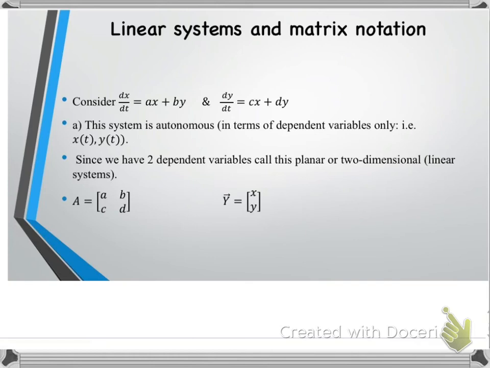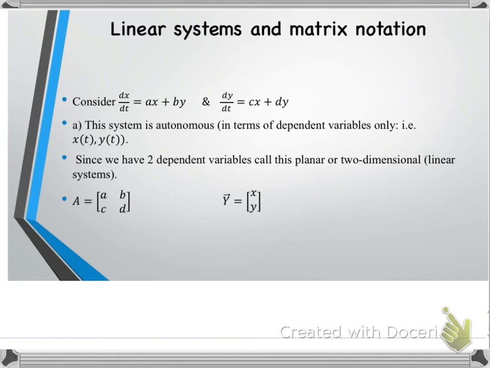Okay, so now let's talk about this in terms of linear systems and matrix notation. So now I want to go back to X and Y, just because I want to keep it simple. So let's say we have this linear system, and again, I'm not writing it down just because of space, but you can write it underneath each other if you understand it better that way. So we have these two equations, dx over dt and dy over dt. And this system is autonomous.